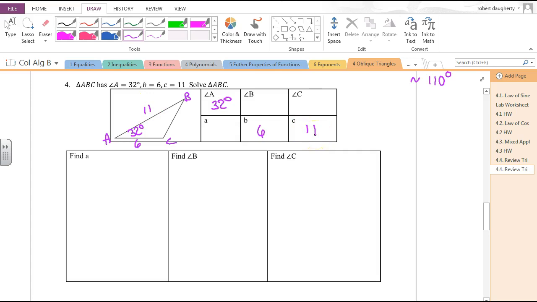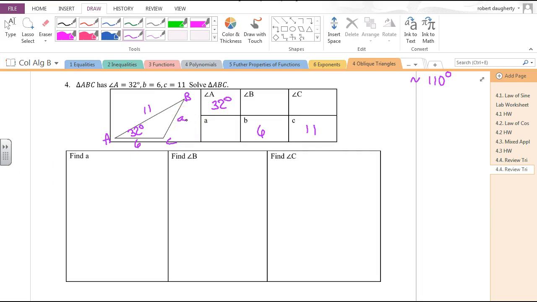Now if you look at what I know in this case, I know two sides and the angle in between. So that means that I can use the law of cosines. So this is side A. First thing I want to do, let's find out what side A is.